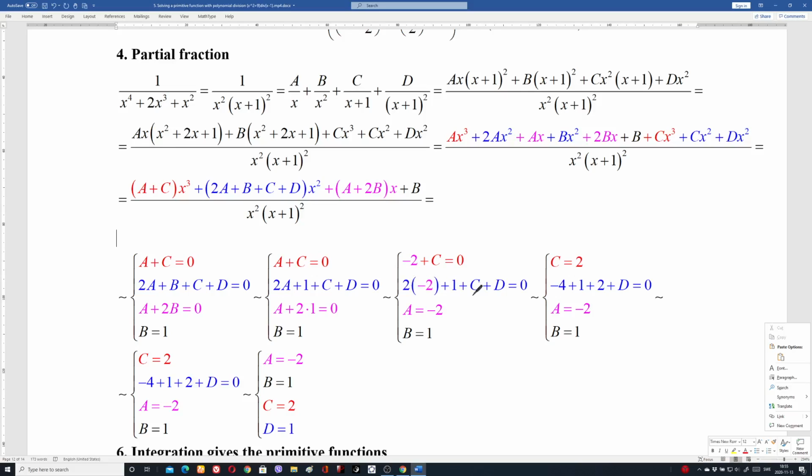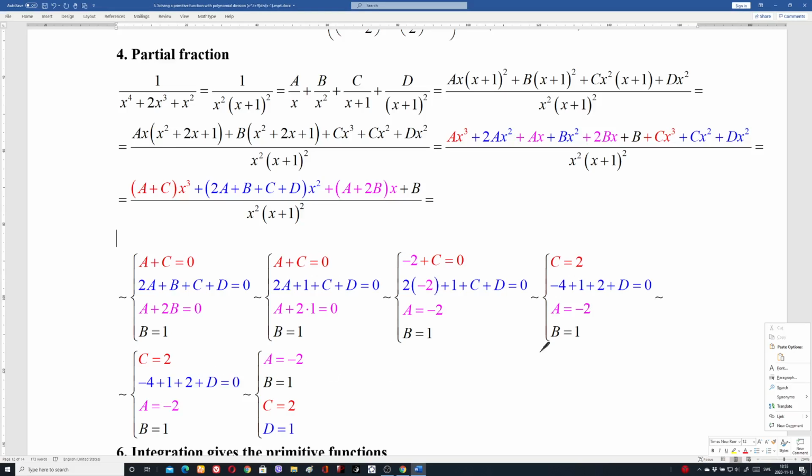plus 1 plus C plus D is equal 0. And the A here is the minus 2. We put minus 2 here, plus C is equal 0. So now when we're doing calculation, minus 2 multiplied by 2 is the minus 4, plus 1, plus 2, plus D is equal 0. A is minus 2, B is 1. Okay? And C from here is 2. Okay?